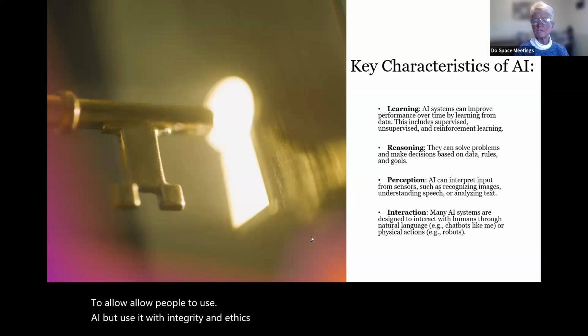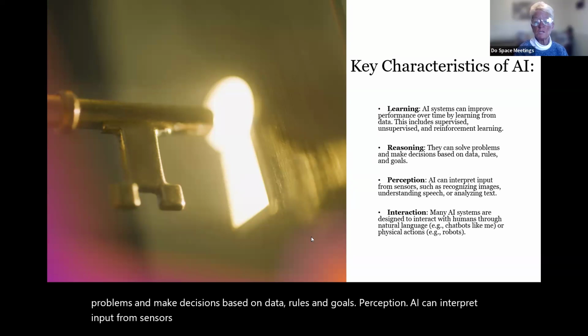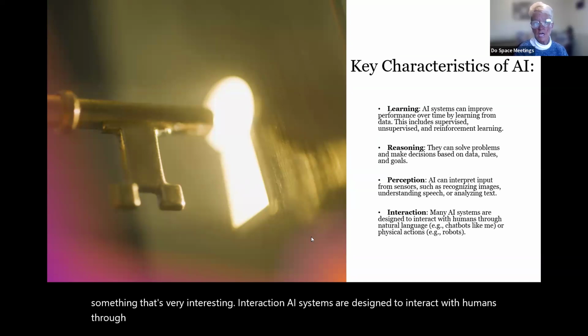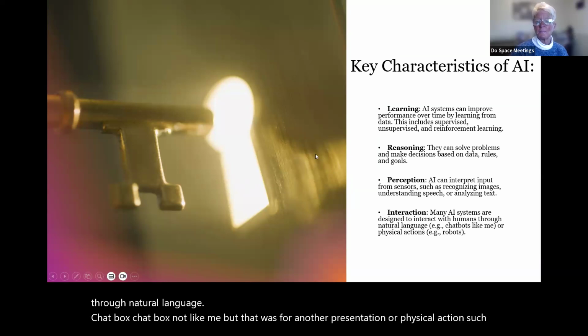The second characteristic is reasoning. They can solve problems and make decisions based on data, rules, and goals. Perception. AI can interpret input from sensors, recognizing images, speech, and analyzing text. The analyzing text is something that's very interesting. Interaction. AI systems are designed to interact with humans through natural language, like chatbots, not like me, but that was for another presentation, or physical action such as robots.